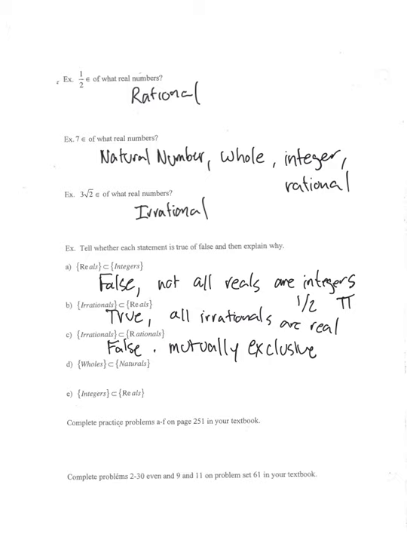For D, whole numbers are a subset of natural numbers. Unfortunately, that is false. And the reason for that comes down to one element. It's false because 0 is whole, but not natural. All right, integers are a subset of reals. That is true. And the reason is all integers are real numbers.